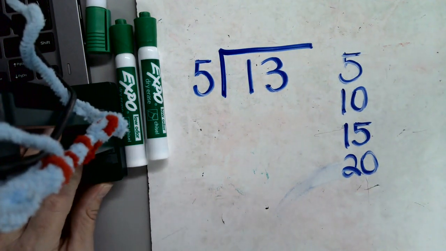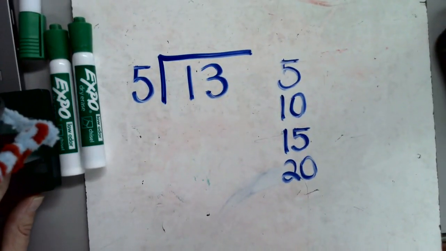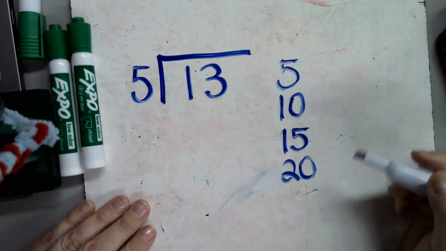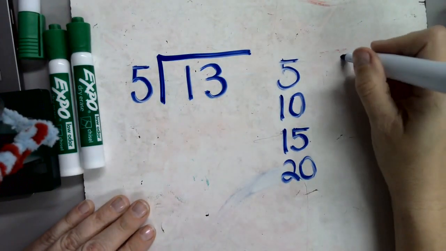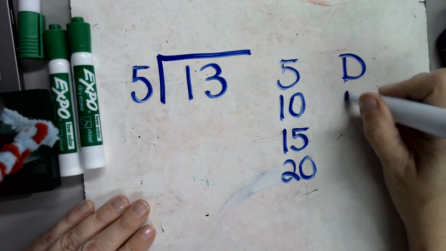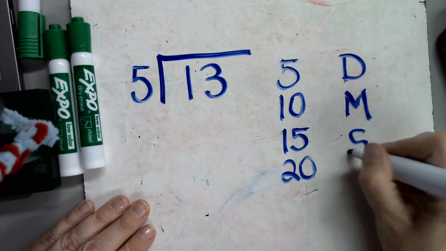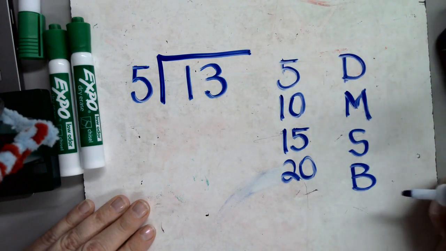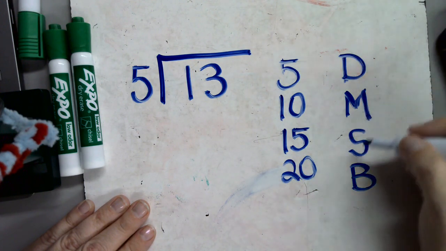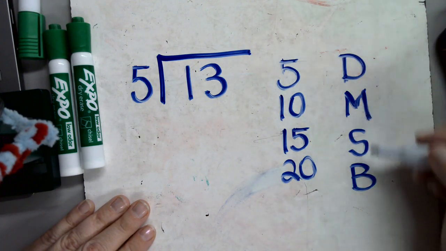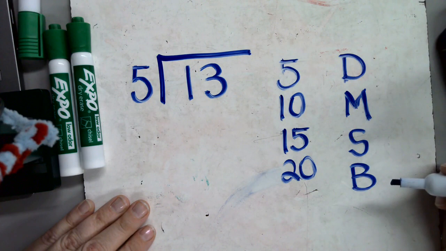Now, additionally, we're going to put the steps to division over here. We go divide, multiply, and subtract, bring it on down, bring it on back. We use these steps each time, and you can follow these steps in any type of division.